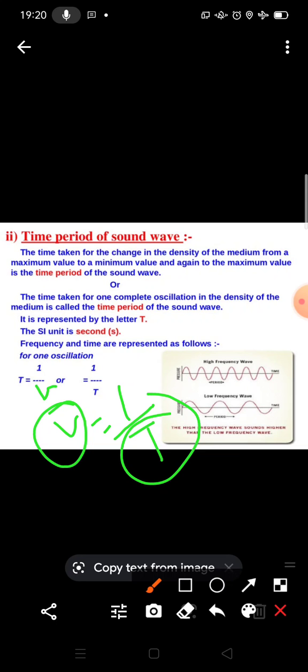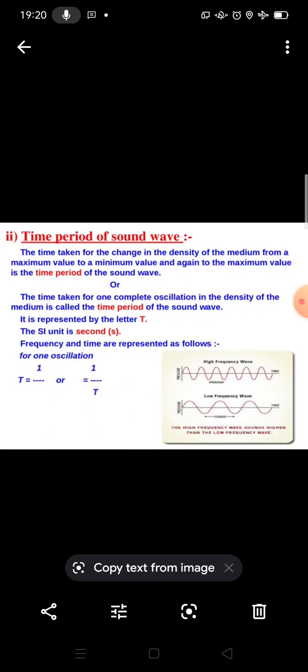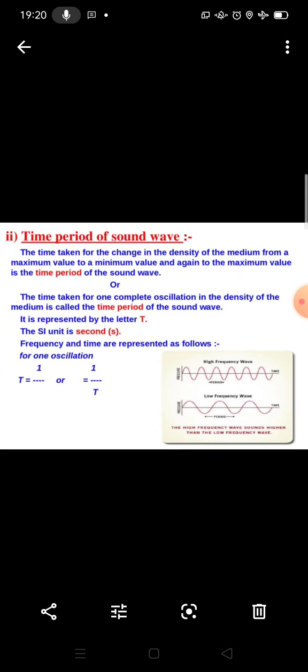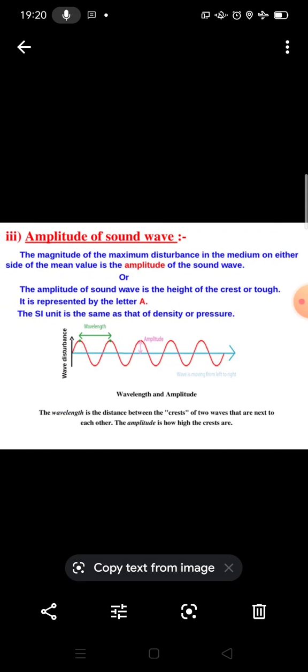So first of all you should know what is the time period and what is the frequency. What do you mean by the frequency? Number of oscillations per unit time is called frequency. And the time period is the time taken for one complete oscillation in the density of the medium. Okay, now students, we will discuss the amplitude.